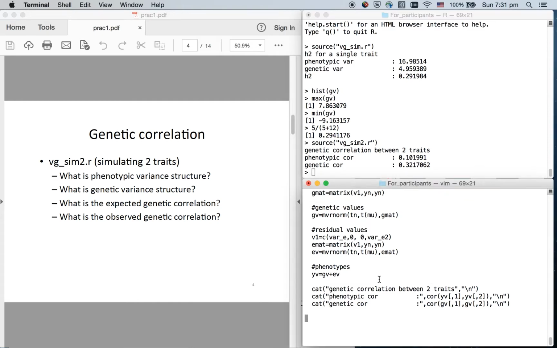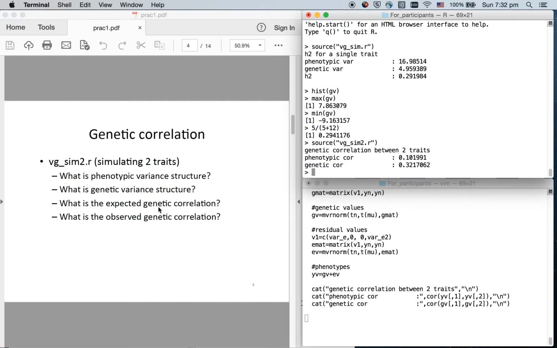Yeah. So as you can see here, this YV is not a single vector. This is a kind of matrix, that is the number of records by 2, the first trait and second trait. So there is a correlation between the first trait and second trait for the phenotypes. And this is a correlation between the first trait and second trait for genetic value, right? So in this code, it shows the phenotypic correlation is 0.1 and the genetic correlation is 0.3. So this is the answer for the question. So what is the phenotypic variance structure? And what is the genetic covariance structure?